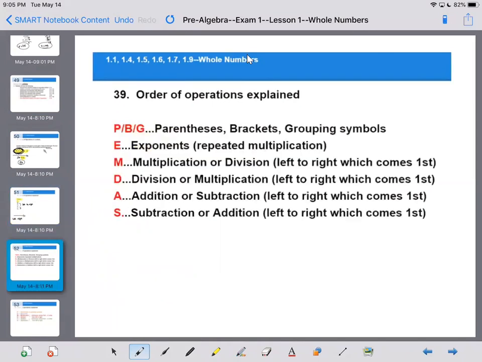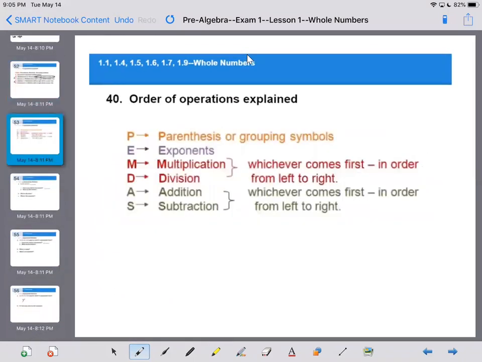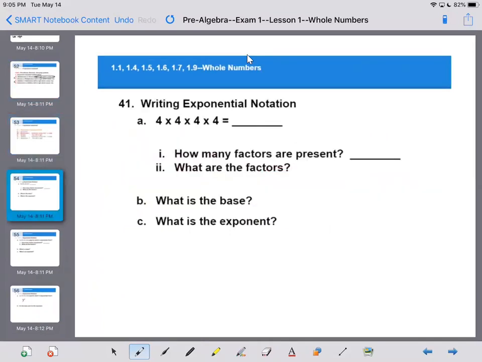So some more thoughts here. You can see it's left to right, whichever one comes first. Addition and subtraction, multiplication and division. More thoughts about the order of operations. Okay, so let's go back to it.